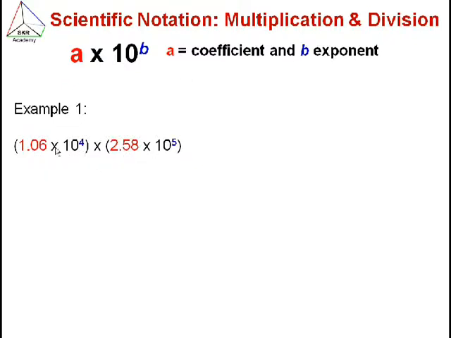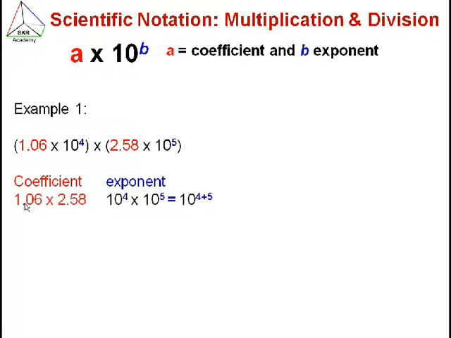Basically we will divide these two into two parts. We will multiply the coefficients first and the exponents separately. So first, let's multiply the coefficient 1.06 from this number by 2.58 from the other number, and then on the exponent side, we multiply 10 to the power 4 with 10 to the power 5.